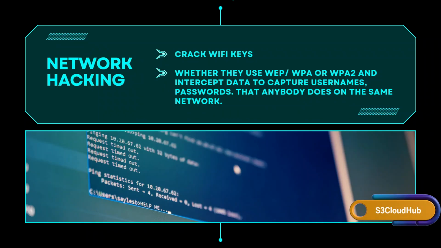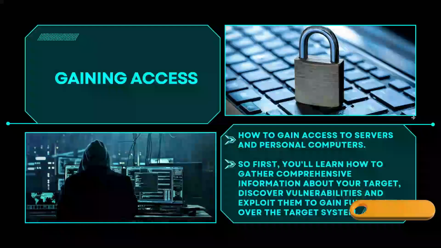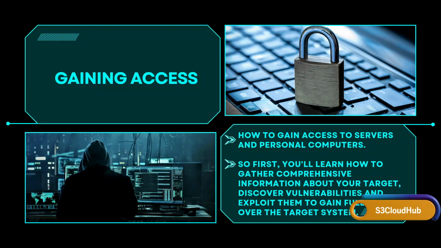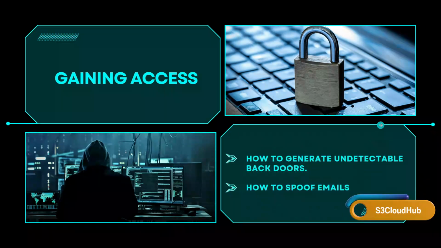Once done with this, we will move to the gaining access section, where you learn how to gain access to servers and personal computers. First, you will learn how to gather comprehensive information about your target, discover vulnerabilities, and exploit them to gain full control over the target system. Not only that, but you will also learn how to generate undetectable backdoors and use social engineering to deliver them. You will also learn how to spoof emails so when they are delivered to your target, they appear as if they are sent from a friend, from their boss, or from any address that they are likely to interact with.